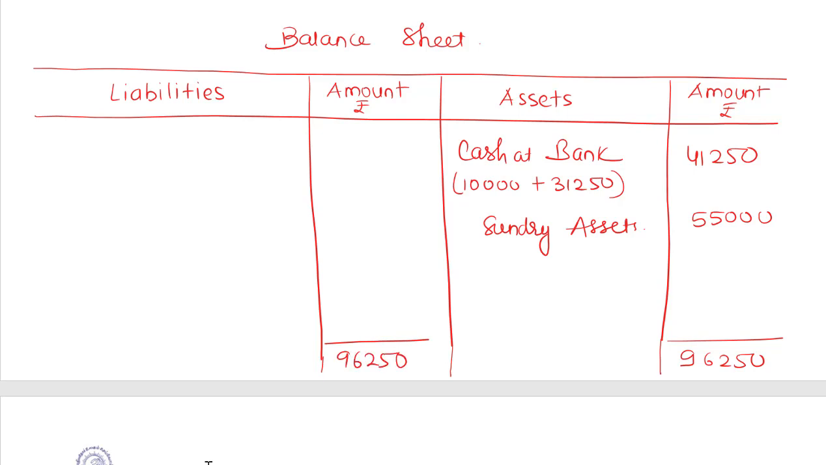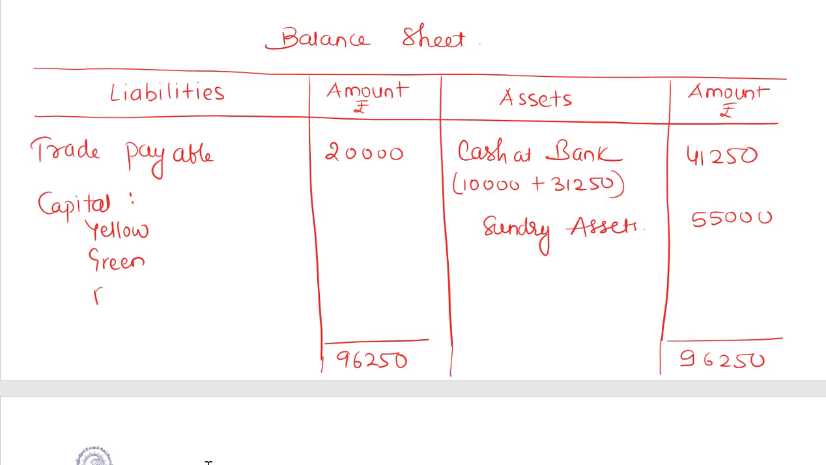96,250. Trade payables was earlier 20,000 and capital we have distributed: Yellow, Green and Black, 33,100, 23,150 and 20,000. I believe you understood till here.